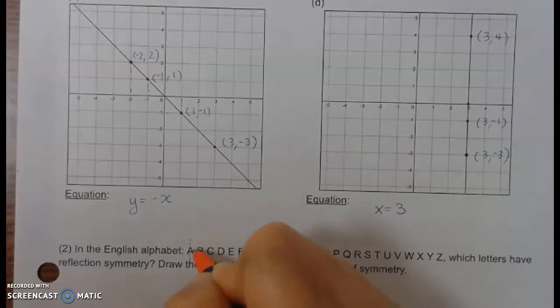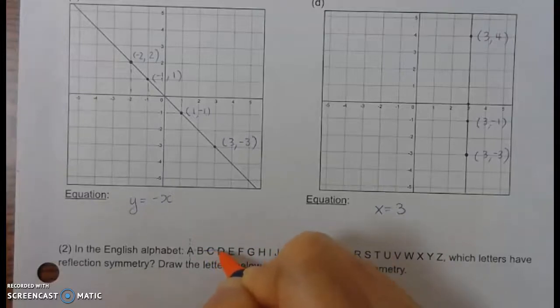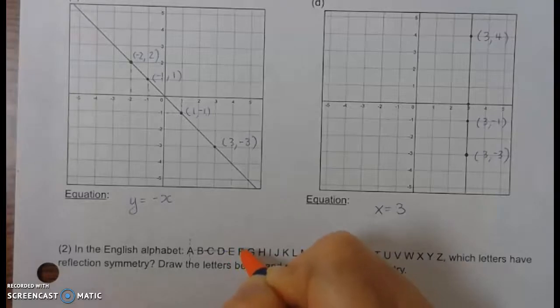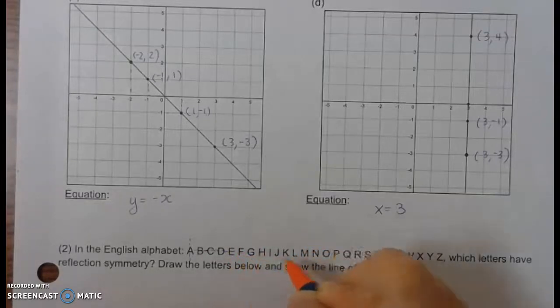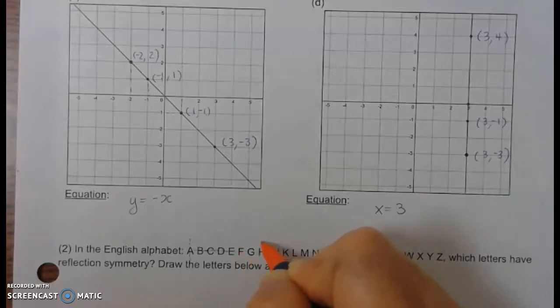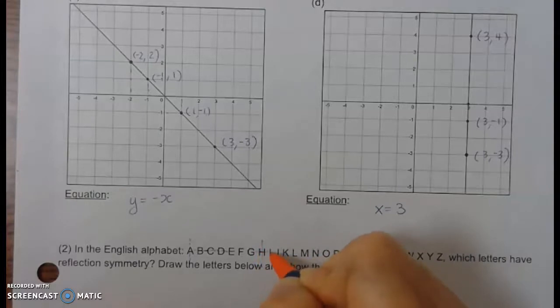What about B? If I fold it right here. What about C? If I fold it right across here. What about D? Right here. E, same thing here. And F, there's no reflection symmetry. What about G? No reflection symmetry. H, there's multiple. You can cut it across here or here. I, you can cut it across. J, there's none.